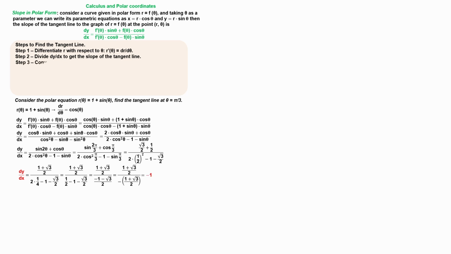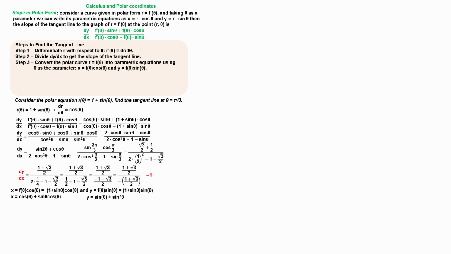Step 3. Convert the polar curve r equals f of theta into parametric equations, using theta as the parameter. x equals f of theta times cosine of theta, and y equals f of theta times sine of theta. Express the polar equation r equals f of theta as a parametric curve.